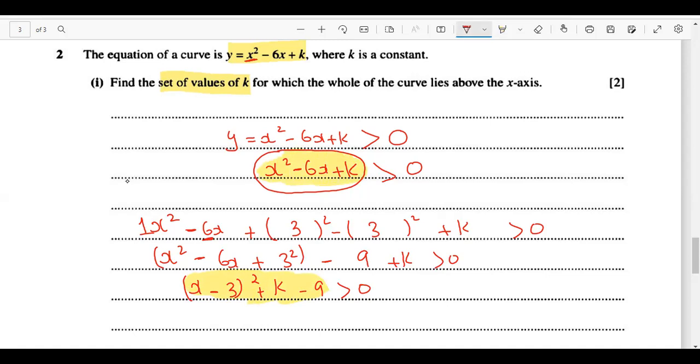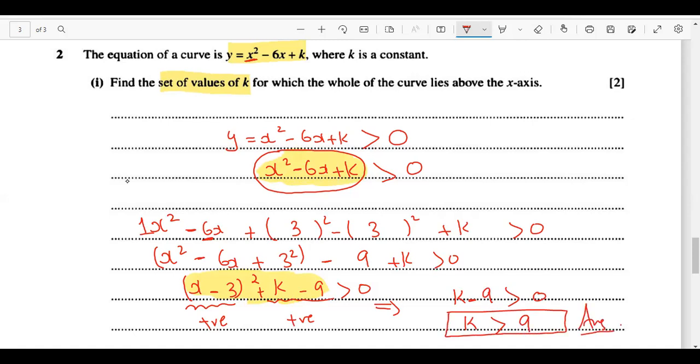So it means that this is obviously square of something, so it is going to be positive, right? So this is positive, and now I want k minus 9 to be positive. So I can directly write it down this way. k minus 9 should be positive, and this would mean that k is greater than 9. So this is going to be the answer.